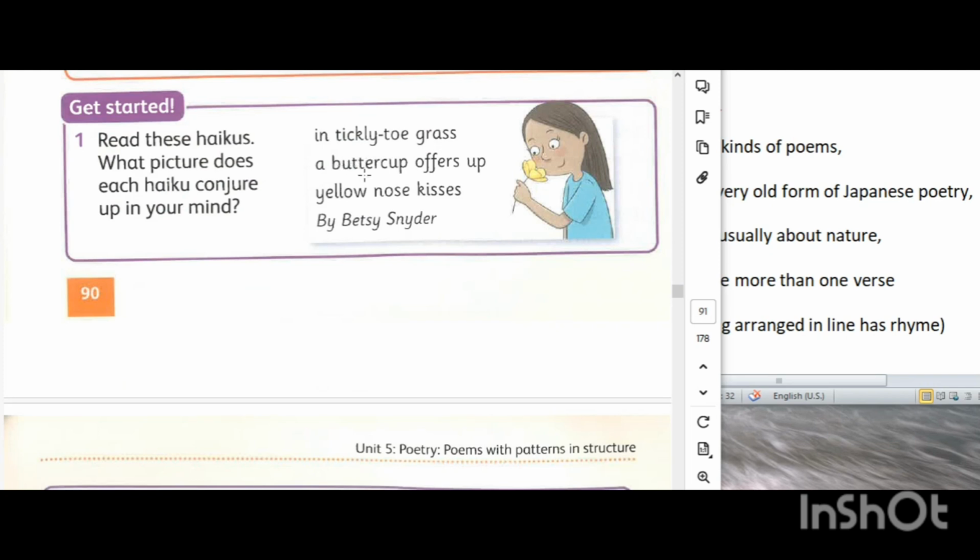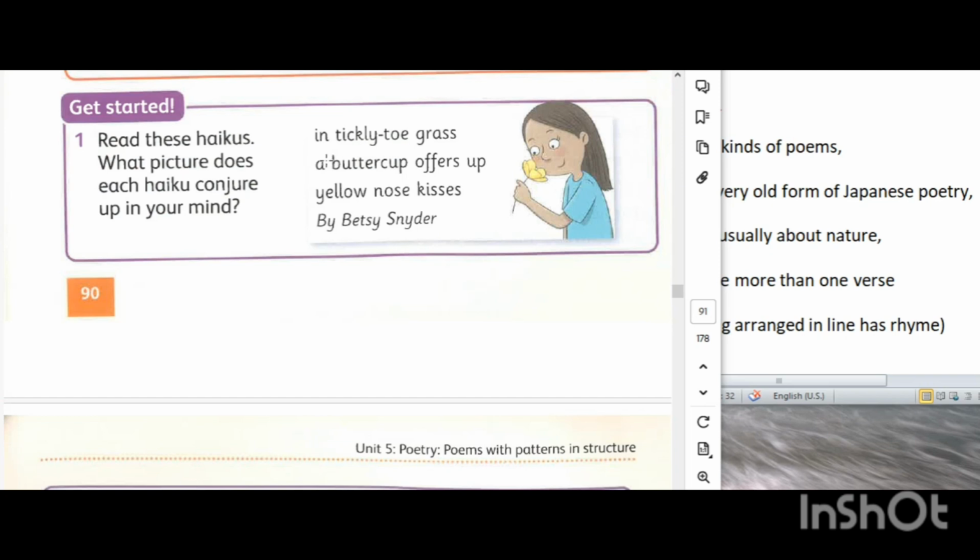Let's speak about the next one. Tickly to grass, a buttercup offers up yellow nose kisses. By again Betsy Senida. This is the same poet that wrote this. Now we want to know this poem. Before we discuss the meaning, we want to cut these lines into syllables like we did in the first poem. We begin with the first. Tick, the second syllable. Ly, the third syllable. To, the fourth, and grass, the fifth.